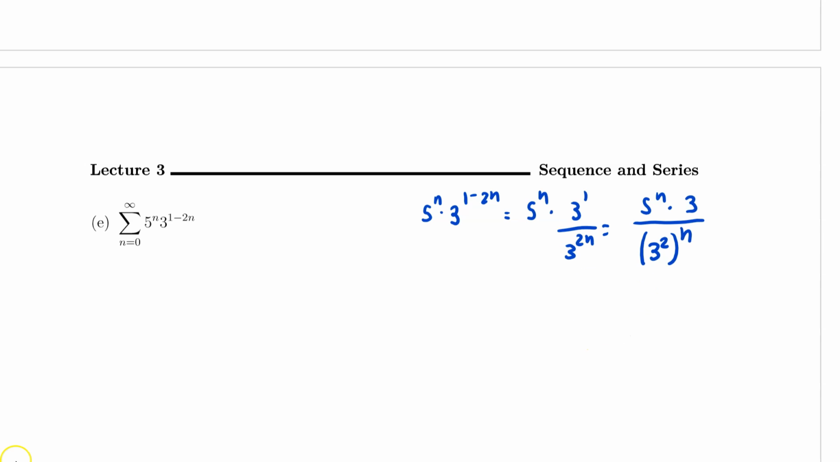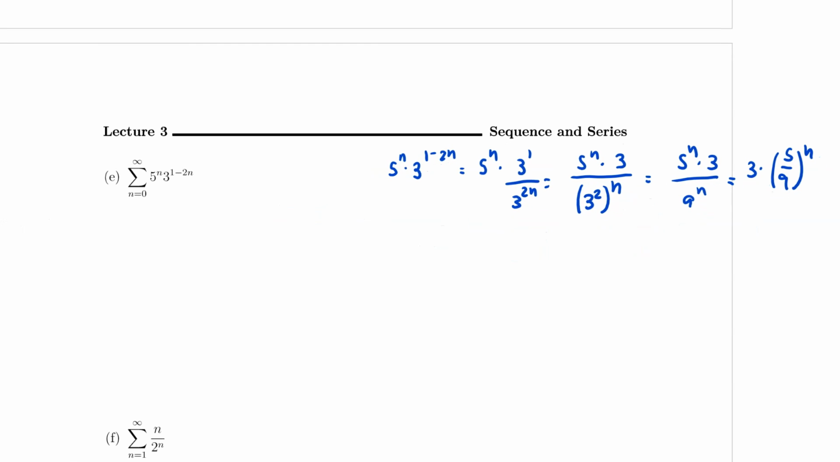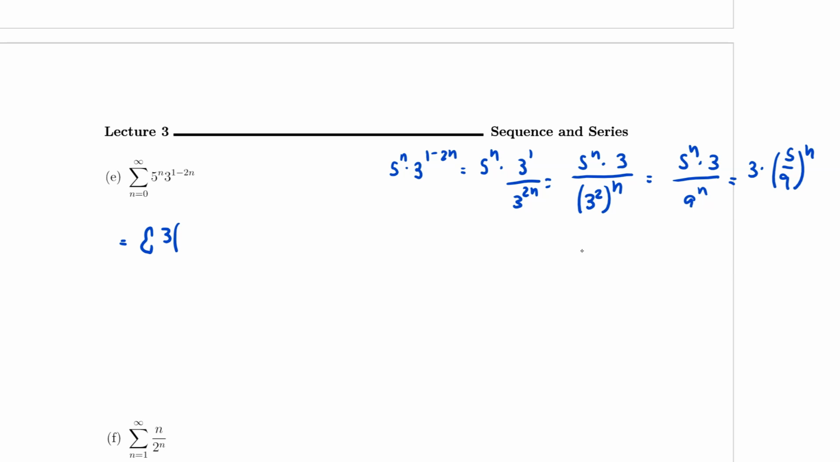When we have a nested exponent, we can simply multiply the exponents, just like what we see here. Now 3 squared is 9, so this is going to equal 5 to the n times 3 over 9 to the n. And this is just the same as 3 times 5 over 9 to the n. So it turns out that the sum we are looking at is just the same as the sum of 3 times 5 over 9 to the n, where n goes from 0 all the way to infinity.